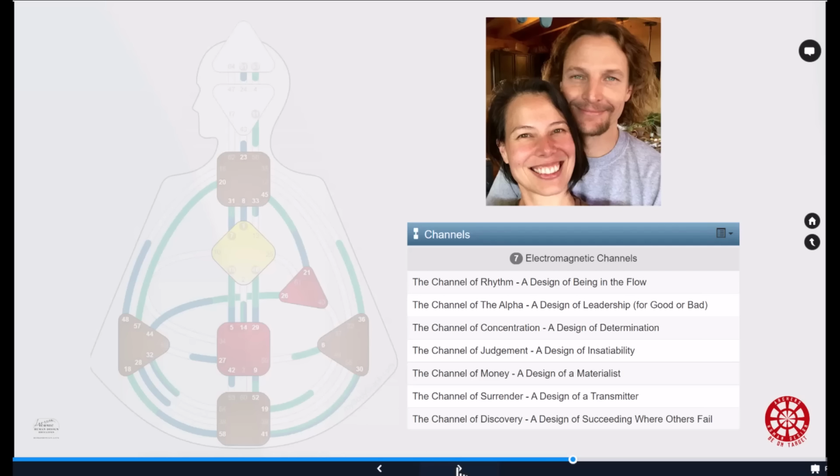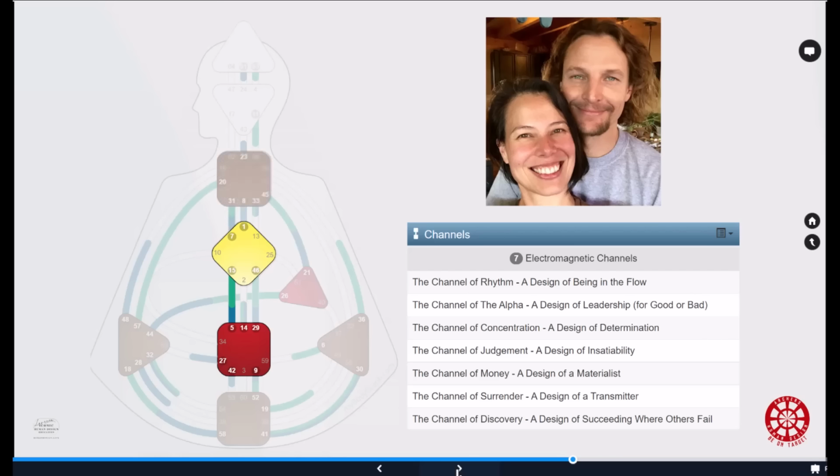Electromagnetics are where we love each other, and where we can also get so sick of each other that we really want to break. It's love-hate. Electromagnetics are attraction and repulsion. Each of you has one side of the channel. So together, you make a whole lot more, 7 strengths in the body graph that you're learning about from each other. Okay, so the first thing that we're looking at is the channel of rhythm. This is a design of being in the flow. So you may notice your flow, your rhythm coming more into a flow, a particular flow, when the two of you are together.